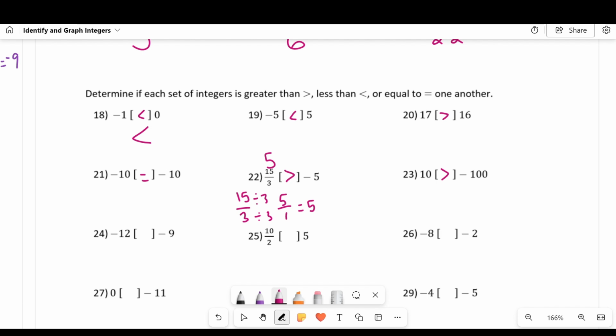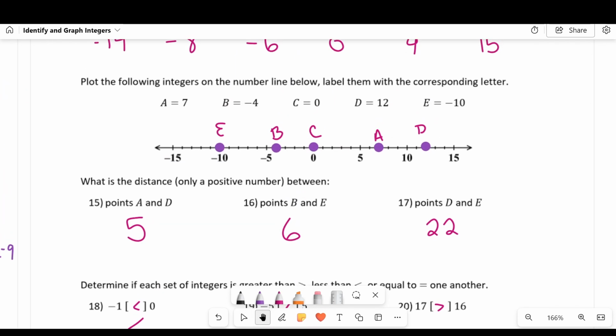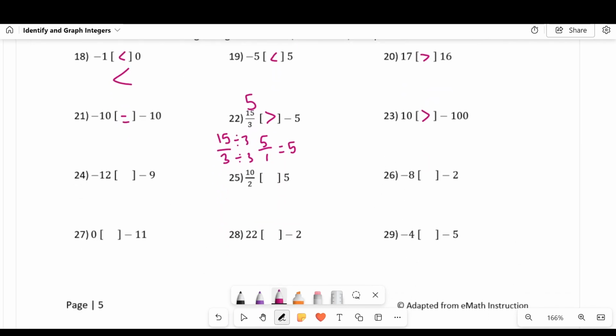You have to be careful with negatives like on number 24. Think of the number line. You can scroll up if you want. -12 and -9. -9 would be here. -12 would be here. The number that's on the right would be the larger number. So even though it seems wrong, -9 is in fact bigger. So -12 is less than -9.